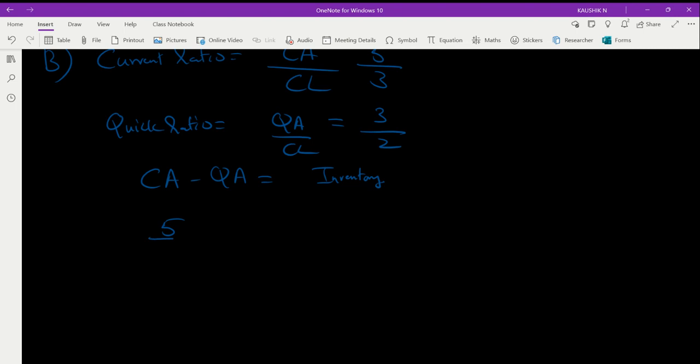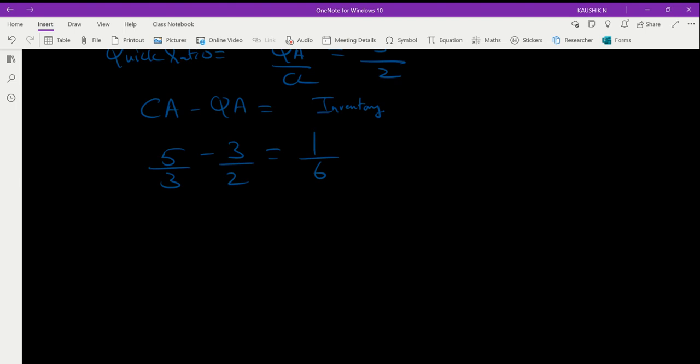So that means 5 by 3 minus the value of 3 by 2 is equal to 1 by 6, by taking the LCM. 3 and 2, I'm taking LCM. So 3 twos are 6, base 6. 3 into 2, 5 into 2, so that means 5 twos are 10. And 2 into 3 and 3 into 3, 9. 10 minus 9 gives me 1. That's how I'm getting 1 by 6. I think I don't want to make you so childish. I think it is more than enough.